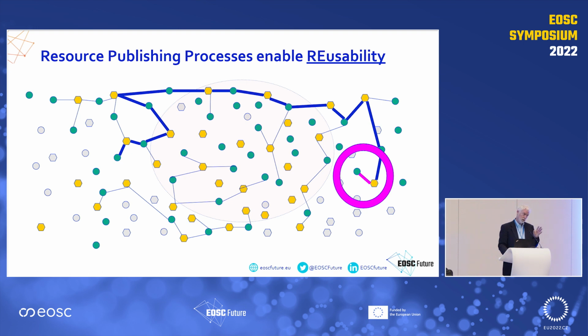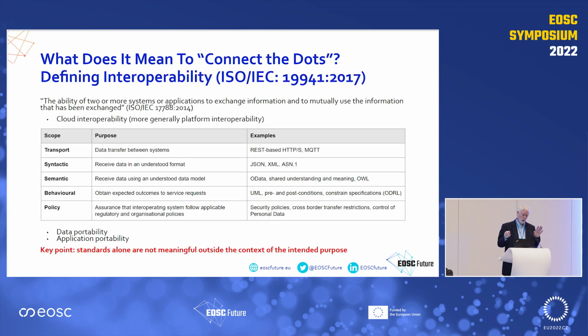Okay, now I've got lovely pictures. We go to text. It's probably actually too small for you, but at any rate, let's go back to the definition. What is this connecting the dots process, defining interoperability? It's the ability of one or more systems or applications to exchange information and to mutually use the information that has been exchanged. These are ISO definitions.